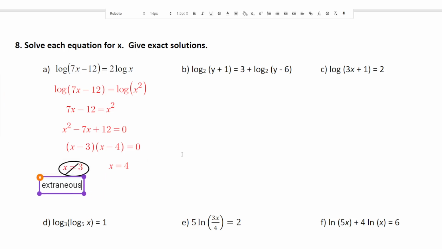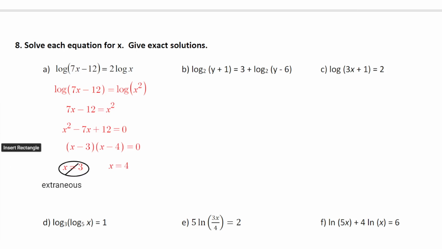And if we plug in x equals 4, we get 28 minus 12. That's going to be positive, so that is going to be a solution to the equation, and it'll be the only solution to the equation. Oh, wait a minute. Hold up here. Just hold up here. 7 times 3 is not 12. What am I talking about? 7 times 3 is 21.